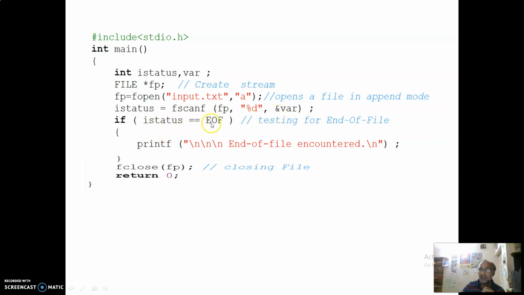If iStatus equals EOF, that means it is testing for the end of the file. If it is so, printf("end of file is encountered"). fclose(fp), closing a file, return 0. Here in this program, we are testing whether iStatus is the end of the file or not.